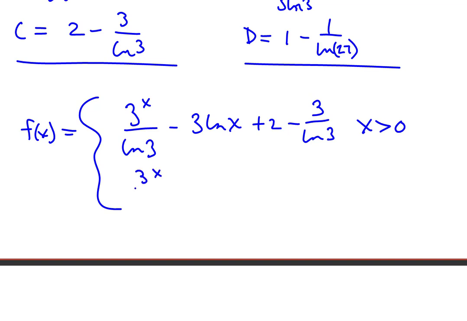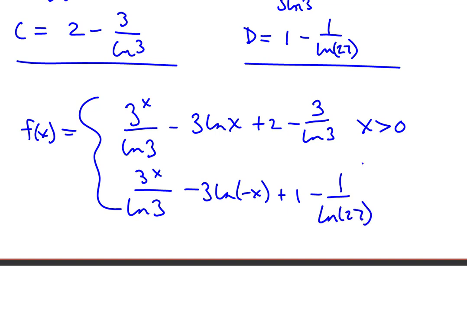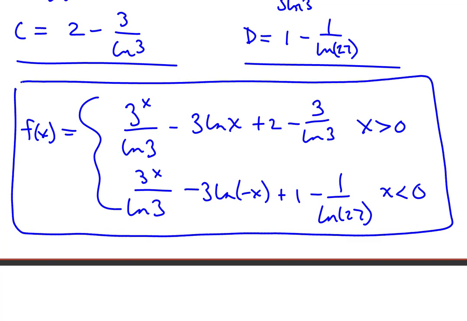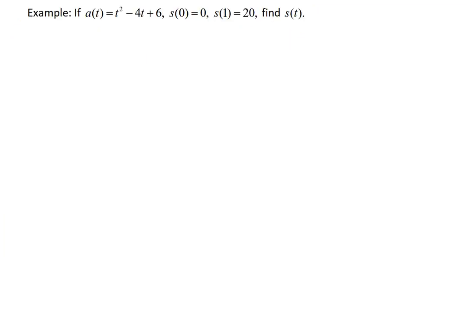The second piece would be 3 to the x over the natural log of 3 minus 3 natural log of negative x, and then plus 1 minus 1 over the natural log of 27, again in keeping with the d constant that we had found, and that was when x was less than 0. So in summary, this huge piecewise function would be our antiderivative. Let's try one more example.